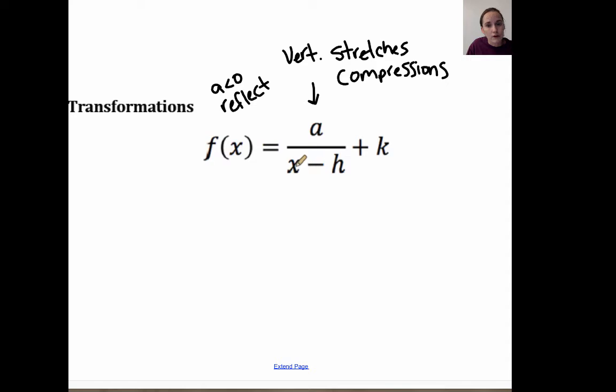Okay, the H value. Look, it's with the X. The H value always shifts you left or right. And of course, the K value shifts you up or down.